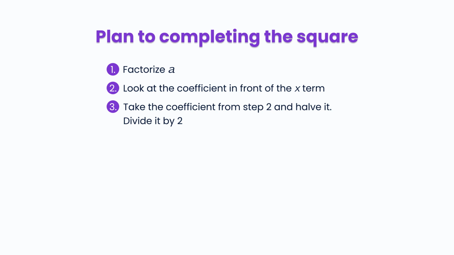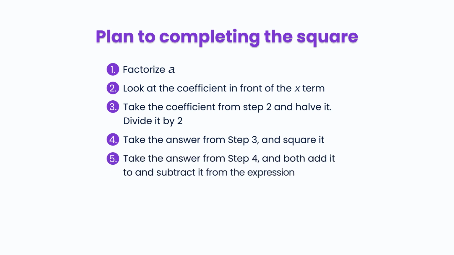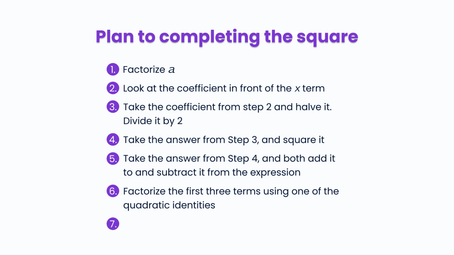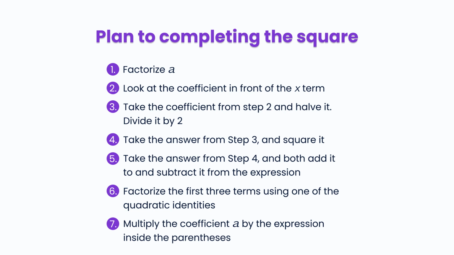Divide it by 2. 4. Take the answer from step 3 and square it. 5. Take the answer from step 4 and both add it to and subtract it from the expression. 6. Factorize the first 3 terms using one of the quadratic identities. 7. Multiply the coefficient a by the expression inside the parentheses.